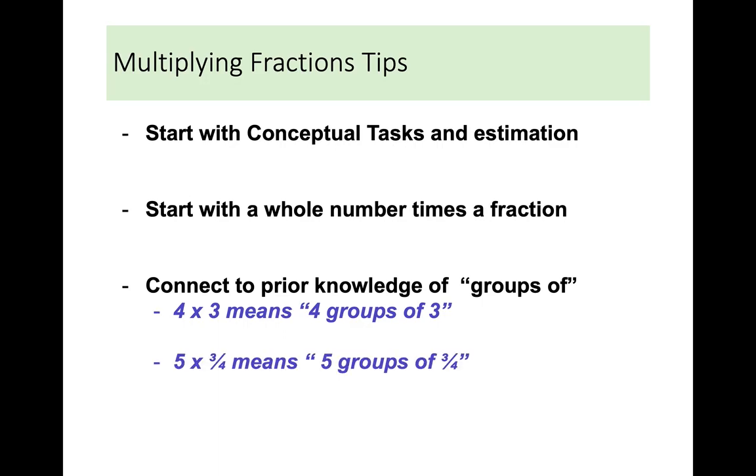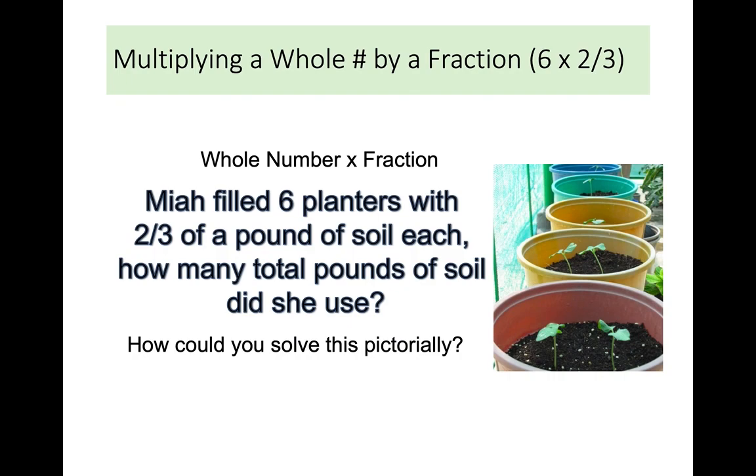Well, when multiplying a whole number times a fraction, it's really the same meaning, right? 5 times 3/4 would just mean 5 groups of 3/4. So if we can picture what 3/4 of something would look like, we have 5 of those, and that's what we're going to try and see, how much we have all together. So let's start there, all right, with thinking about groups meaning of multiplication. So here's a little scenario to start with that in mind. Let's suppose Mia filled 6 planters with 2/3 of a pound of soil each. How many total pounds of soil did she use?